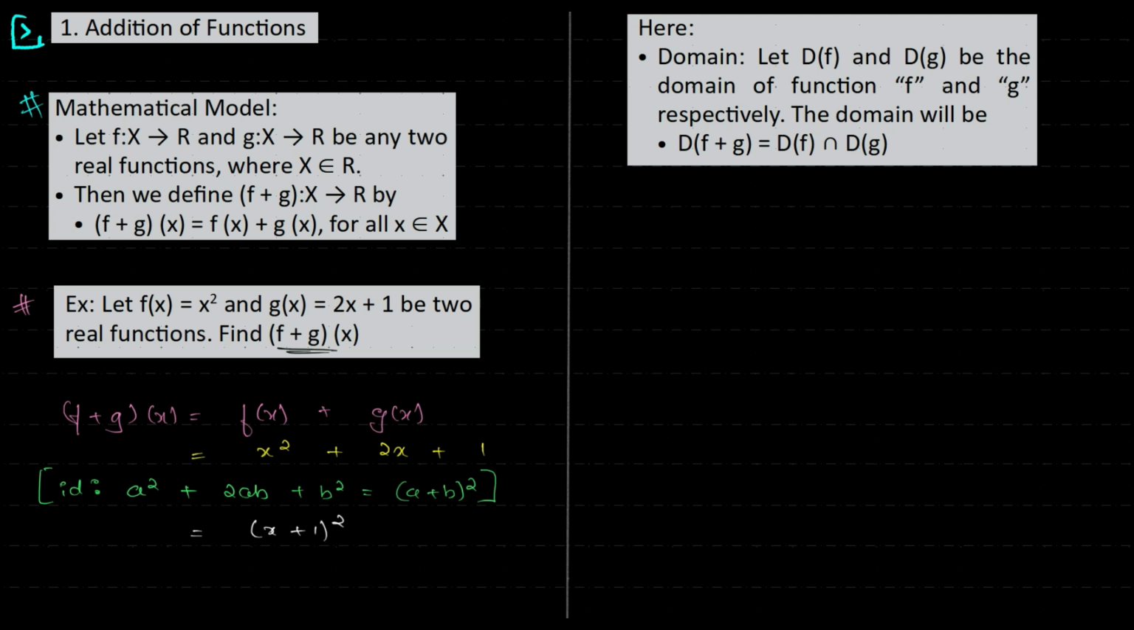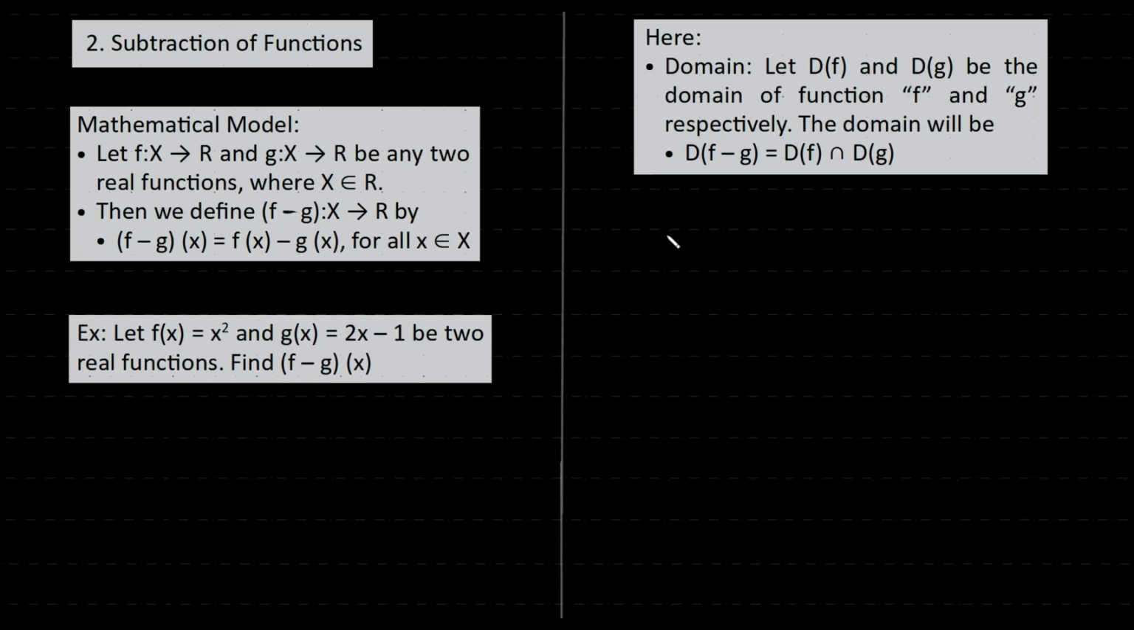An important fact that you are going to use in your competitive exams and 1 marker questions is the domain aspect. The domain of the resultant function is the intersection of the domain of the first function and the domain of the second function. Whatever the common domain is, that will be the domain of the resultant function. Okay guys, that's the whole funda.